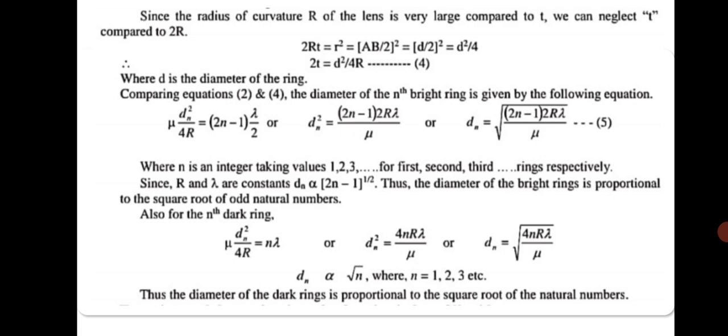Also, for the nth dark ring, mu dn square/4R = n lambda, or dn square = 4n R lambda/mu, or dn = square root of 4n R lambda/mu. Therefore, dn is proportional to the square root of n, where n = 1, 2, 3, etc. Thus, the diameter of the dark ring is proportional to the square root of the natural numbers.